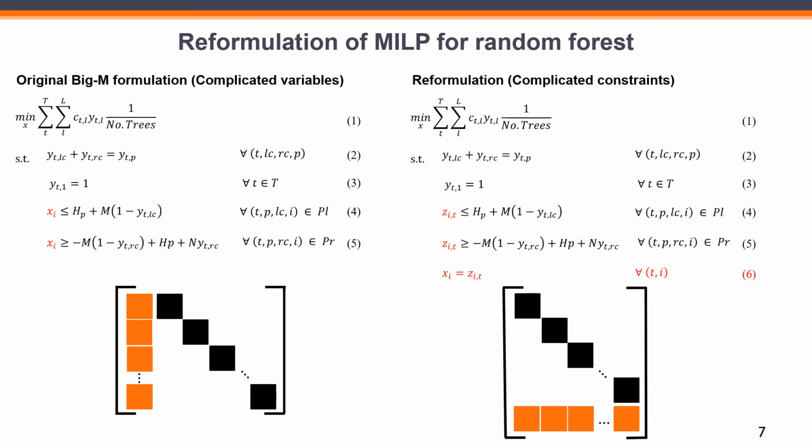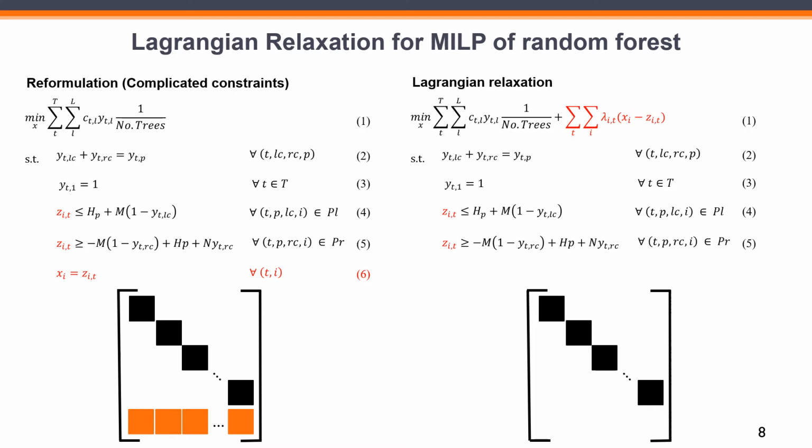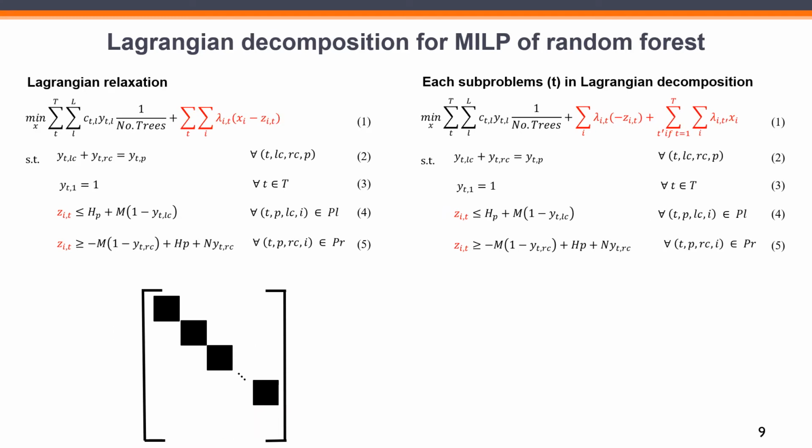If we look at the original big M formulation for the MILP of random forest model, we can see it contains a complicated variable xi, and we can introduce an additional continuous variable zit with additional constraint 6. This MILP can be reformulated to contain a complicated constraint. We can apply the Lagrangian relaxation, remove this complicated constraint and dualize it to the objective function, and then we can make the formulation separable. This Lagrangian relaxation can be fully decomposed into individual tree subproblems, and we can solve each individual subproblem and address the computational complexities.